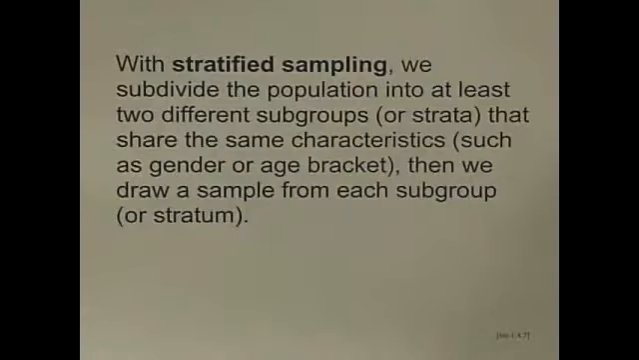We also could have stratified sampling. Stratified sampling is when we subdivide the population into at least 2 different subgroups, or strata. And then those strata share the same characteristics, such as gender or an age bracket. Then what we do is draw a sample from each of those subgroups, or stratum. So if we broke it into age brackets, we'd select a sample from each of the different age brackets, and that would be stratified sampling.